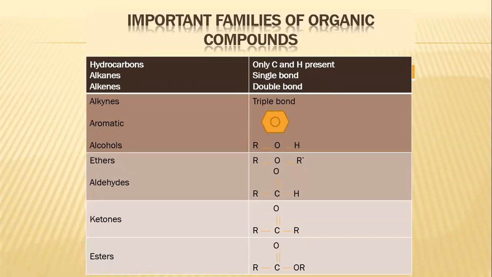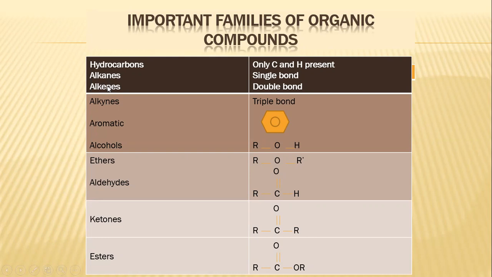Now we'll see the organic compounds with different functional groups. In these aliphatic compounds, depending upon the functional group, we can name the compounds. First, as I've told you, if carbon and hydrogen have only single bonds, then that is alkanes.